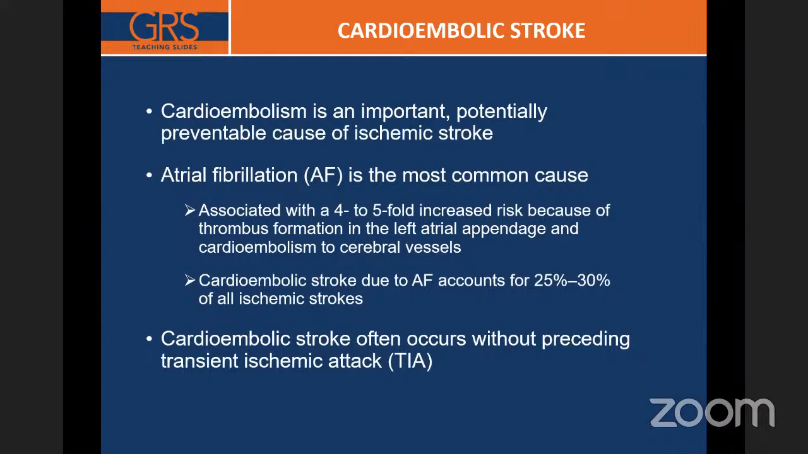Cardioembolism also is an important, potentially preventable cause of ischemic stroke. AFib is the most common cause, which is associated with a 4 to 5-fold increased risk because of thrombus formation in the left atrial appendage and cardioembolism to cerebral vessels. Cardioembolic stroke due to atrial fibrillation accounts for 25 to 30% of all ischemic strokes. Cardioembolic stroke often occurs without preceding TIA.